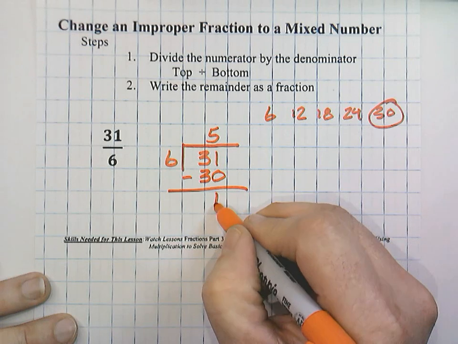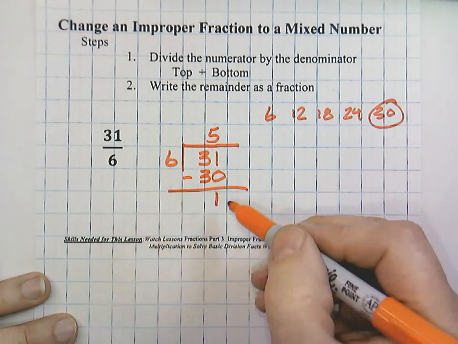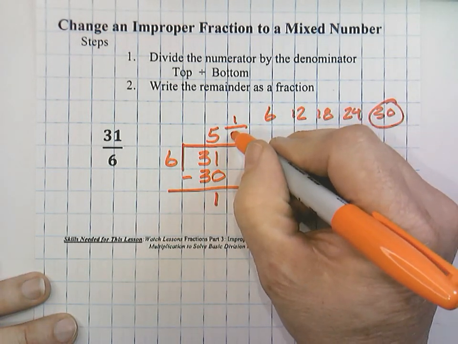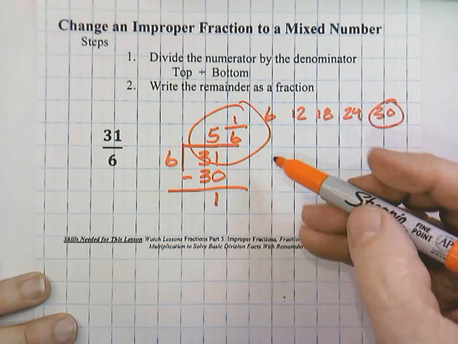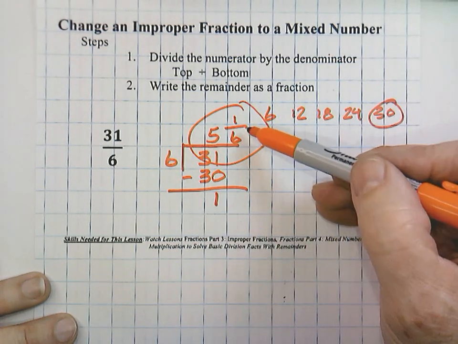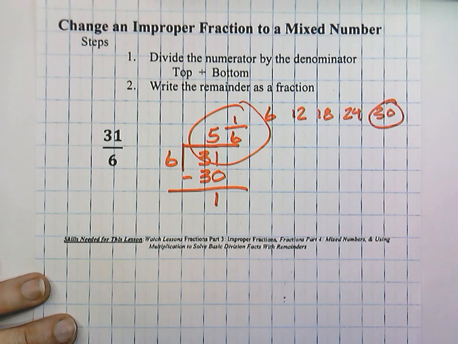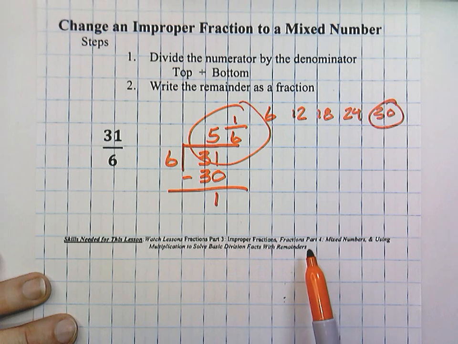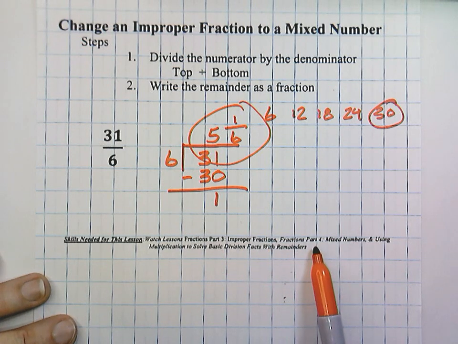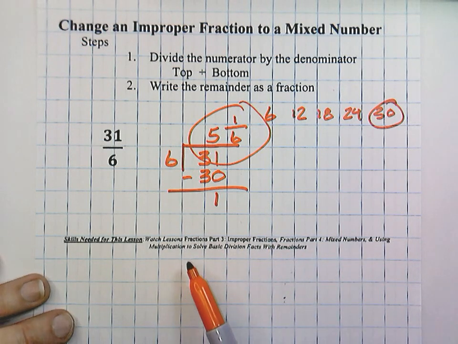And if we subtract, our remainder is 1. We must write that as a fraction. So our answer, or our mixed number, would be 5 1/6. It would be a good idea to watch this video again if you have to. Also, if you're a little bit rusty on improper fractions and mixed numbers, you can watch Fractions Part 3 and the lesson for Fractions Part 4, and also the lesson for multiplication.